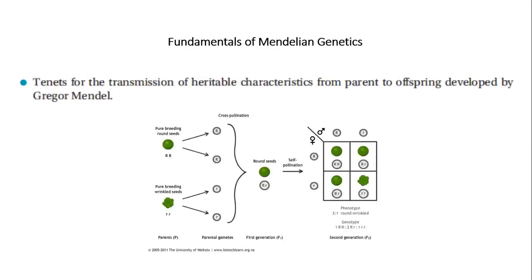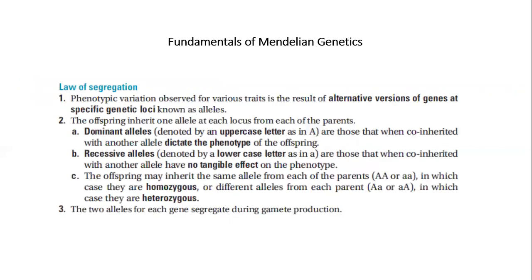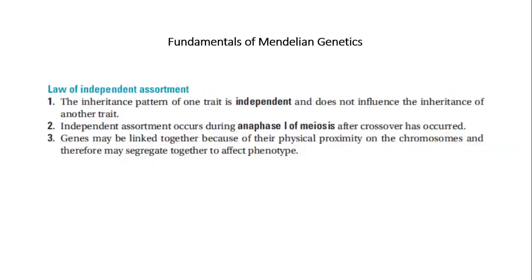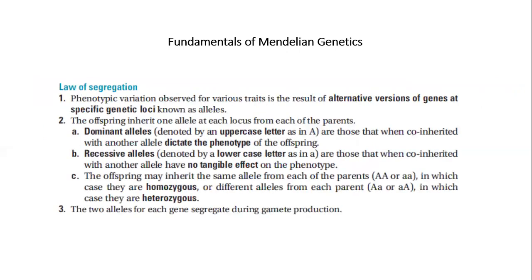The tenets for the transmission of heritable characteristics from parents to offspring were developed by Gregor Mendel, and I am sure you are familiar with these photos because you have seen them in many textbooks during your school studies. Now let's talk about the two laws of Mendelian genetics: the law of segregation and the law of independent assortment.